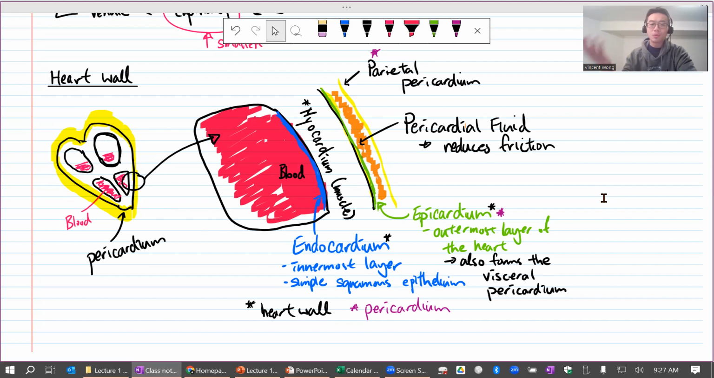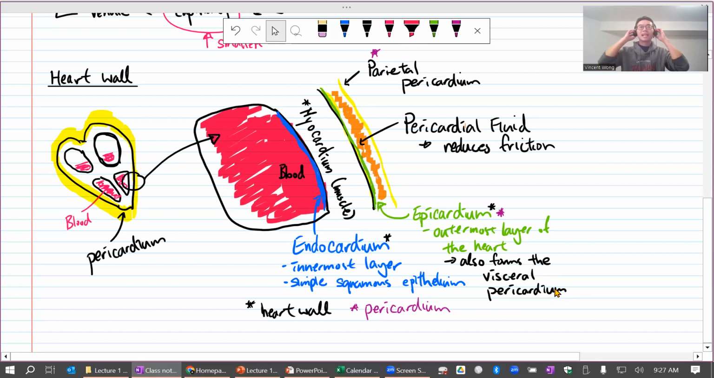I mean, if I ask you what is the outermost layer of the heart, outermost layer of the heart wall, then you say epicardium. Okay. The inner layer of the pericardium would be the visceral pericardium. So that's kind of like the context.